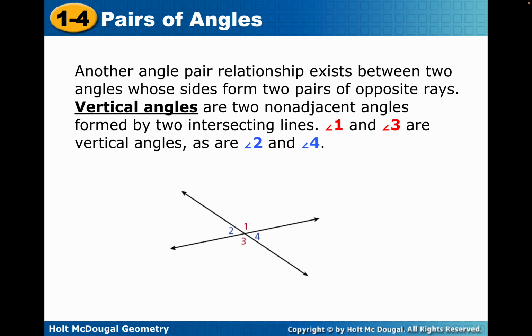And what do supplementary angles equal? 180 degrees. So if we do 180 minus 120, we get angle 2. So what's 180 minus 120? 60. So if angle 2 is 60, what's angle 4? 60 degrees. Does that make sense?